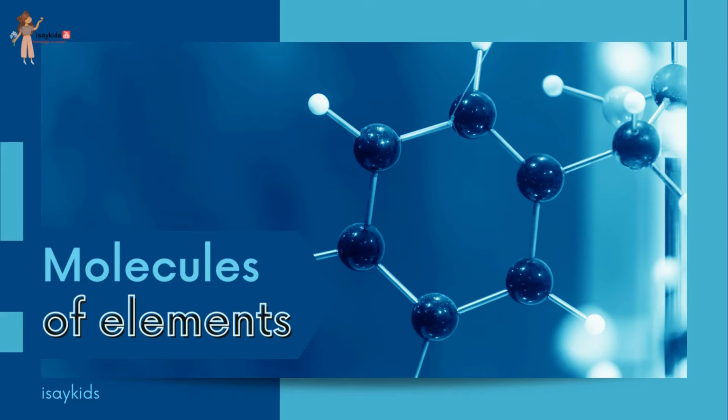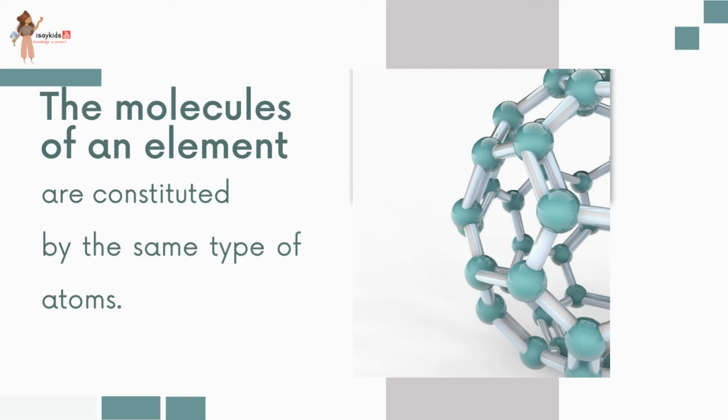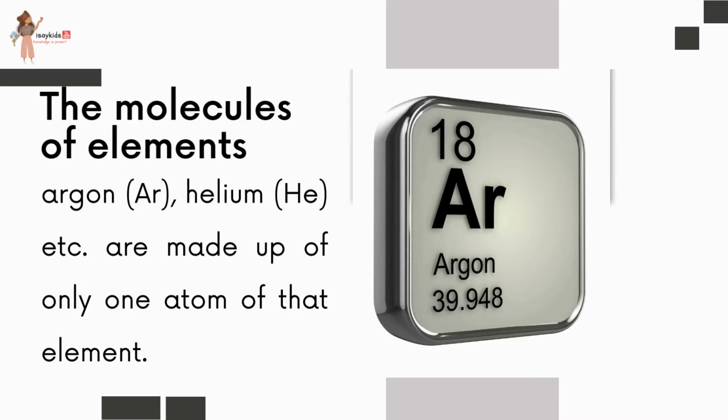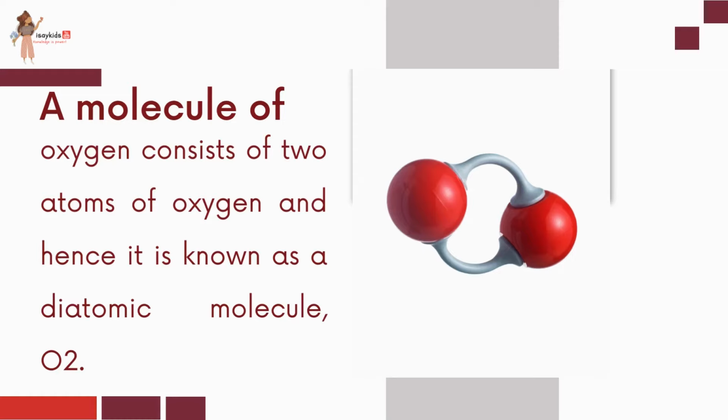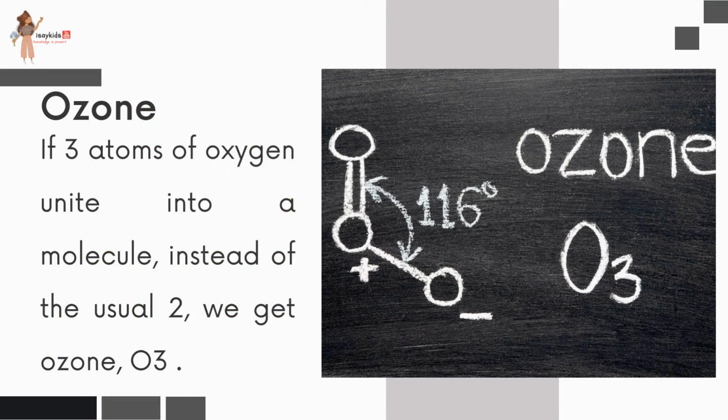Molecules of elements. The molecules of an element are constituted by the same type of atoms. Molecules of many elements such as argon, helium, etc. are made up of only one atom of that element. But this is not the case with most of the nonmetals. For example, a molecule of oxygen consists of two atoms of oxygen and hence it is known as diatomic molecule, O2. If three atoms of oxygen unite into a molecule instead of the usual two, we get ozone, which is O3.